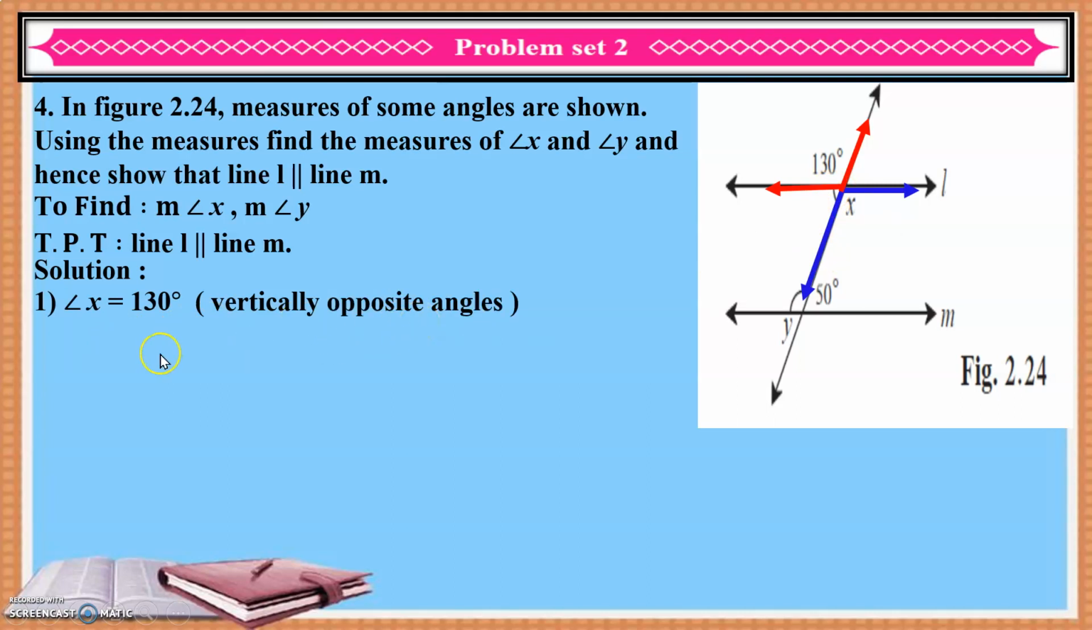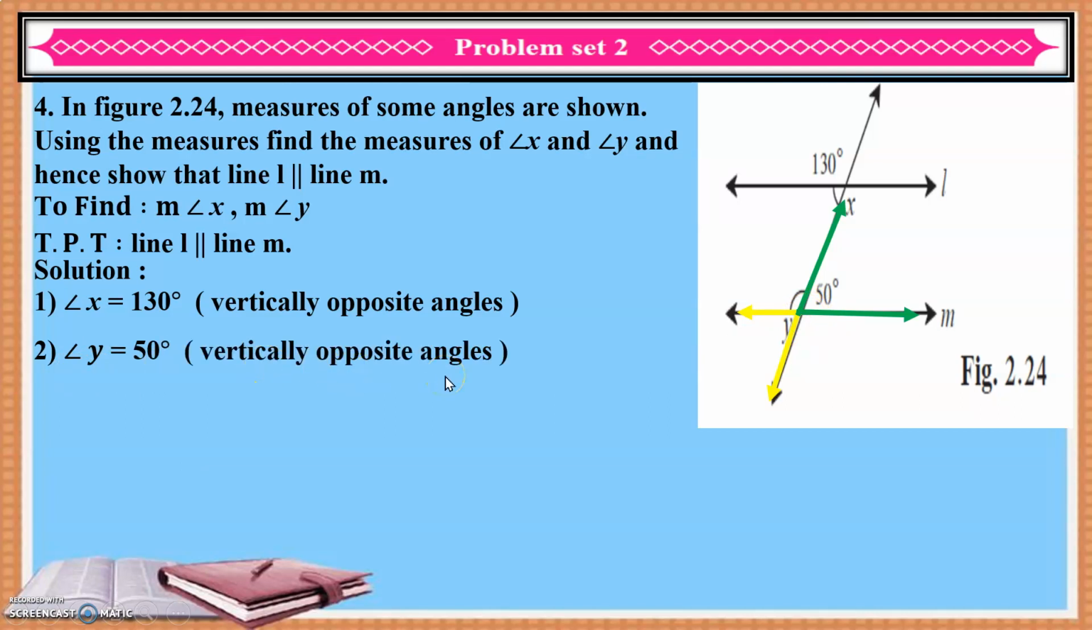Similarly, let's find out Y. See here, this is Y and this 50 degrees form vertically opposite angles. They are vertically opposite angles, so we get the value of Y. We can write Y is equal to 50 degrees. Again, the reason is vertically opposite angles.